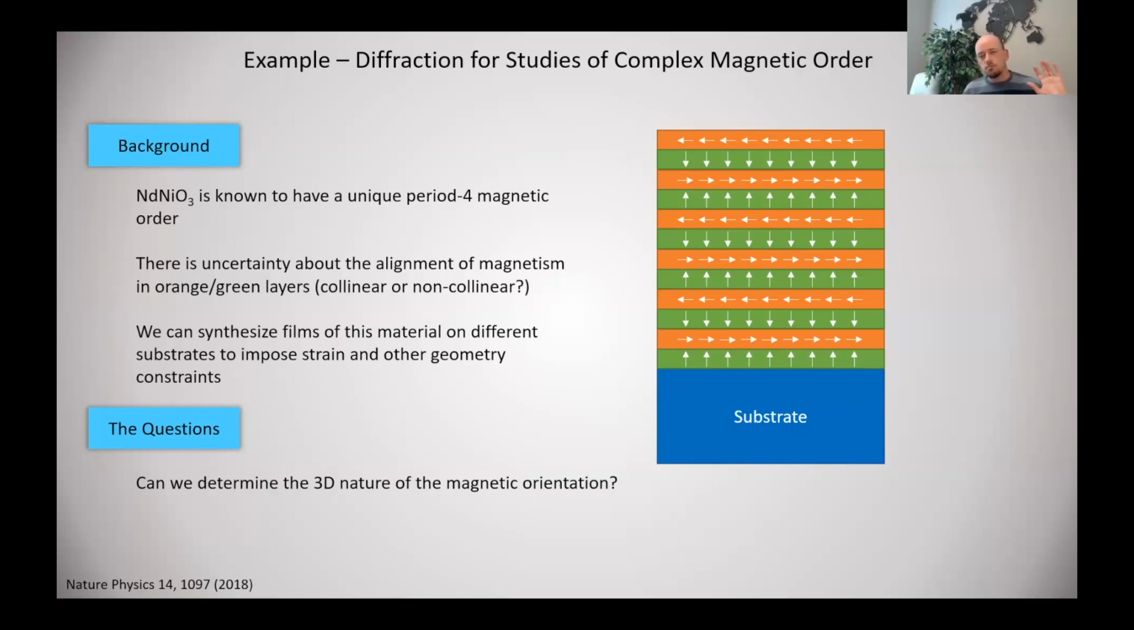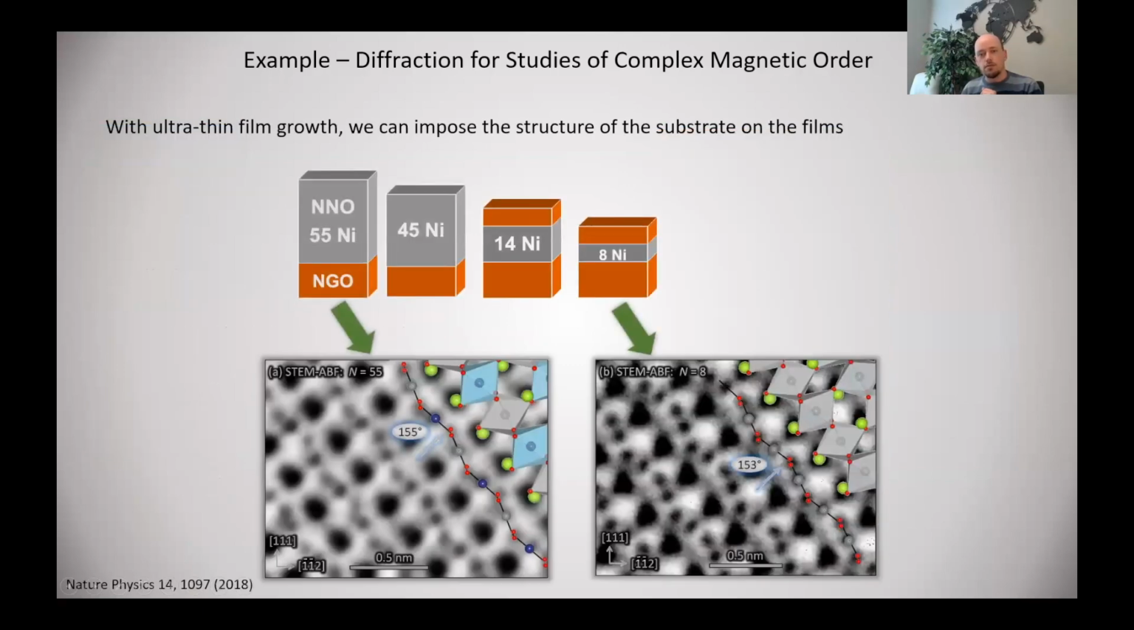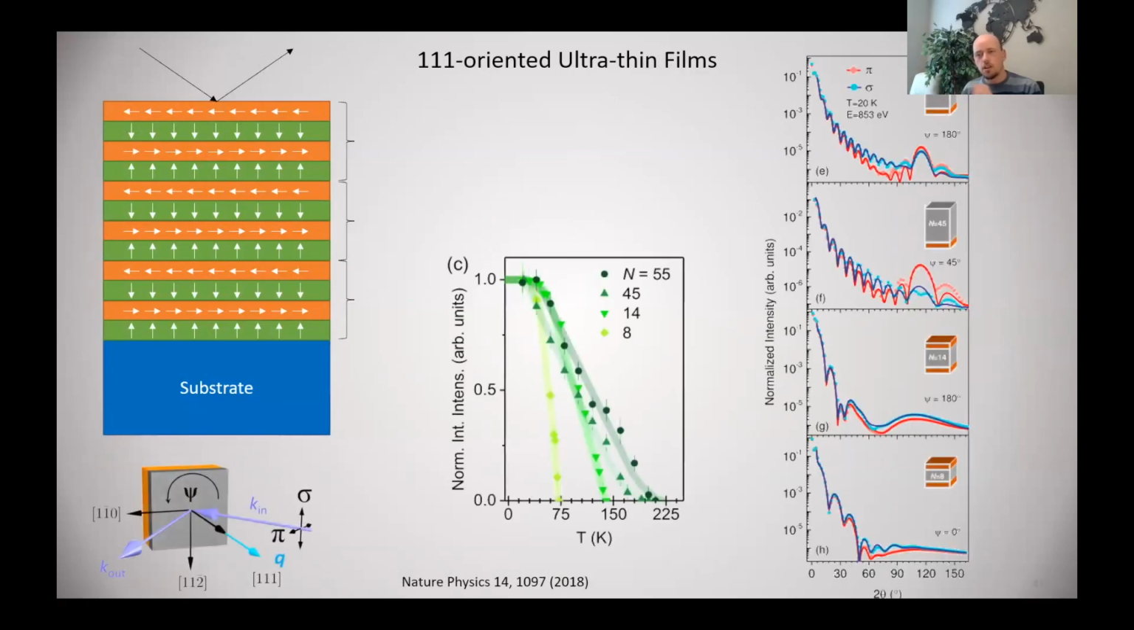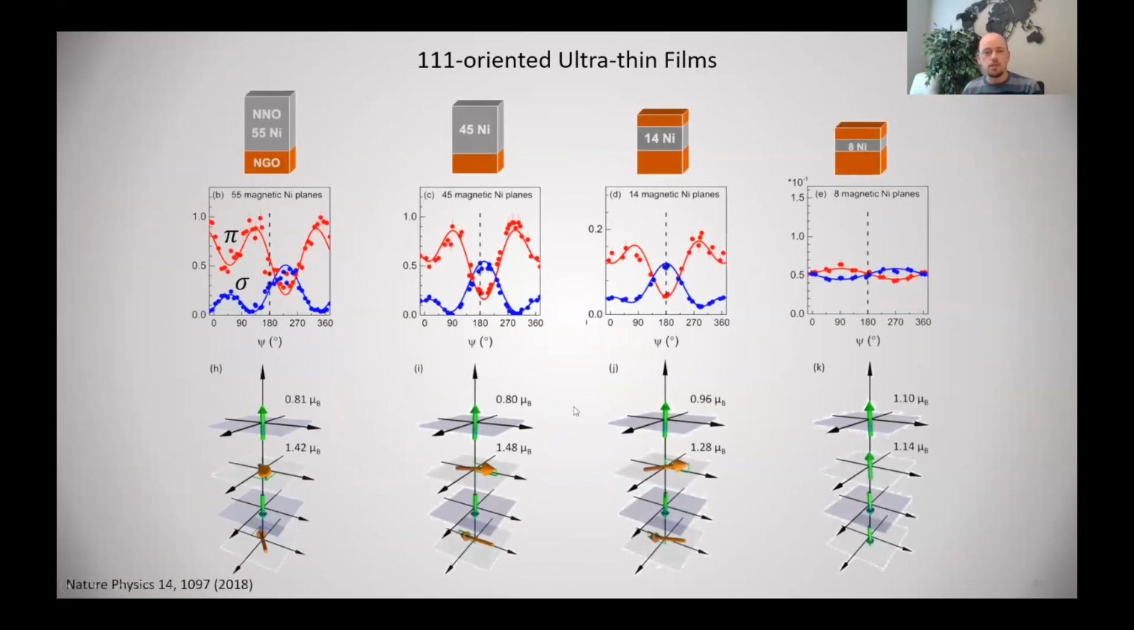Just to summarize this in 1 minute, we studied this material to determine whether this is exactly what's going on in it, and also to see if we could get some control over this magnetism. And we did some synchrotron experiments. I'm showing the end result, where at the top, we're looking at the polarization dependence of the diffraction we did. And at the bottom, we're looking at these green and orange layers, the magnetization in those layers.